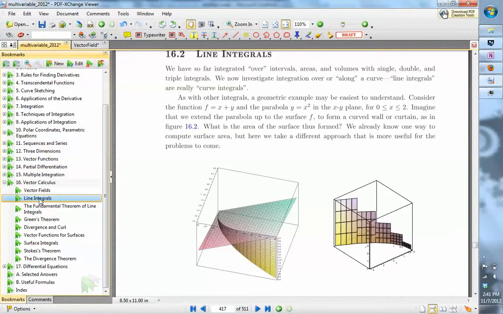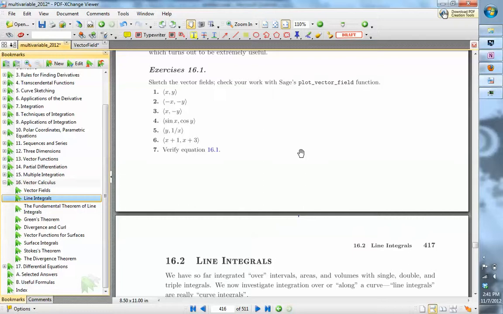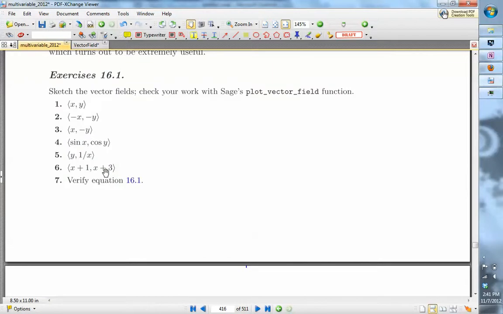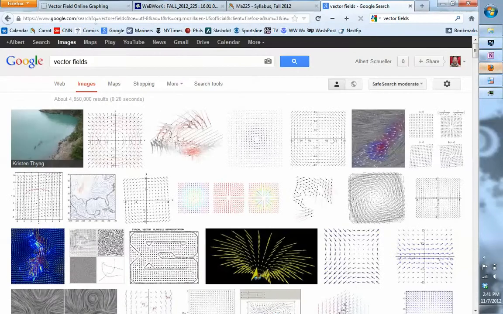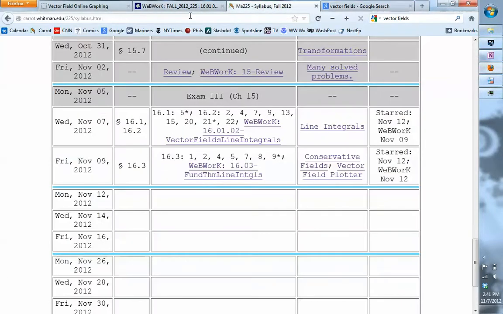So what I thought I would do to start out with is, at the end of this first section, you're asked to plot some vector fields and then check your work with Sage's plot vector field function. David likes to use Sage in his classes. I don't use Sage, but I have provided you with a vector field plotter if you go to the class syllabus and look at the supplementary column here. We'll be using that today, and you can use that application to check your work for these problems.